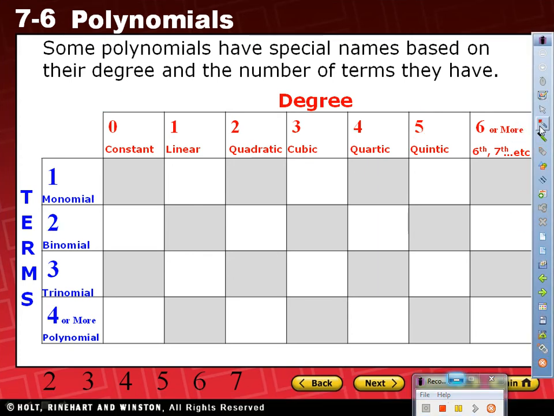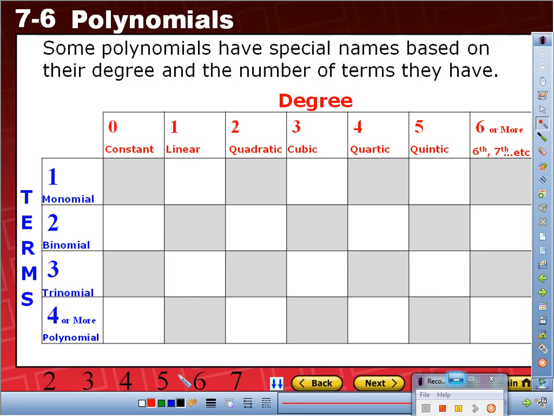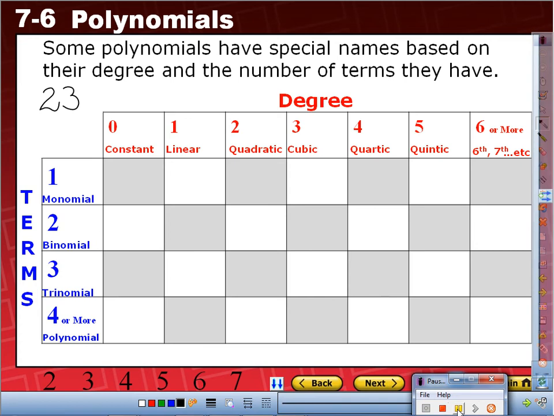Okay, here we go. Place that one. Okay, here we go. 23. Does it have a variable? No. So this is to the 0 degree. Only one term, therefore it goes here, and it's a constant monomial.